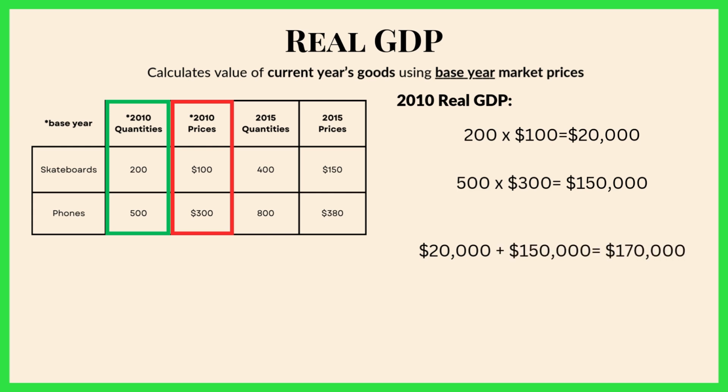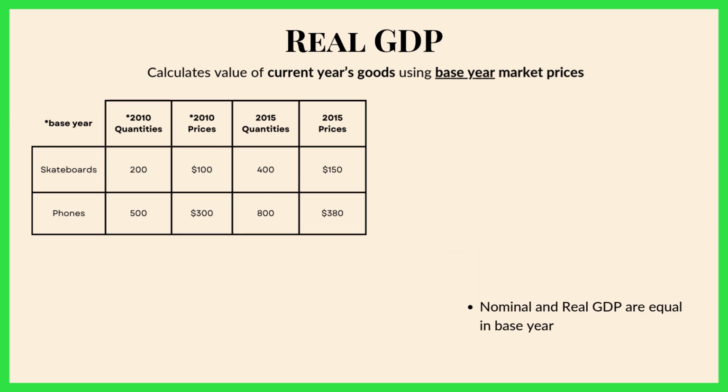Add those two numbers up and we get a real GDP of $170,000. Notice how 2010's nominal and real GDP are the exact same. That's because 2010 is the base year. Nominal and real GDP are always equal in the base year.